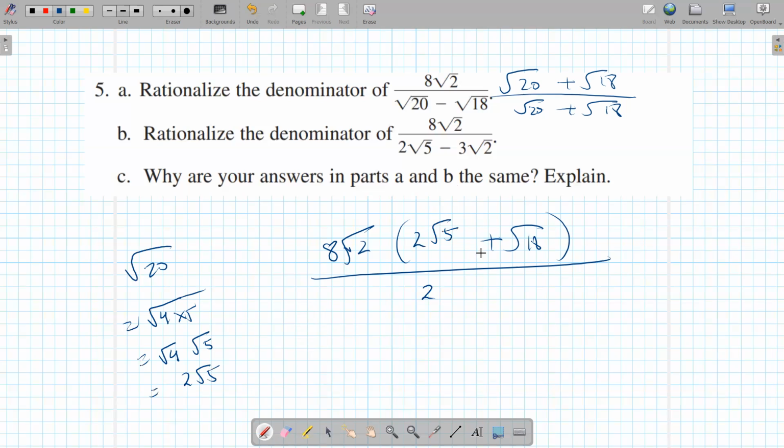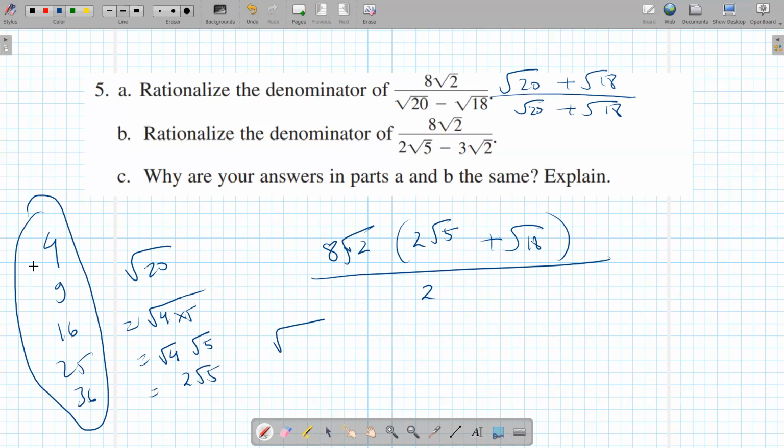And then for 18, it's the same idea. What is the biggest square number that multiplies into 18? A square number is a number squared. For example, 1 squared is 1, so that doesn't count. 2 squared is 4, that counts. 9, 16, 25, 36. These are the square numbers. What's the biggest one that goes into 18?